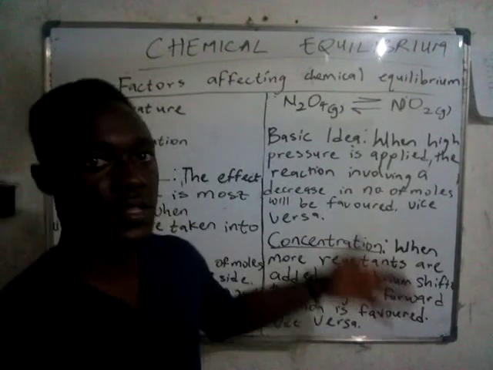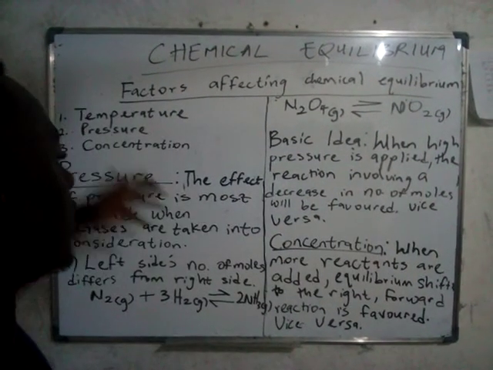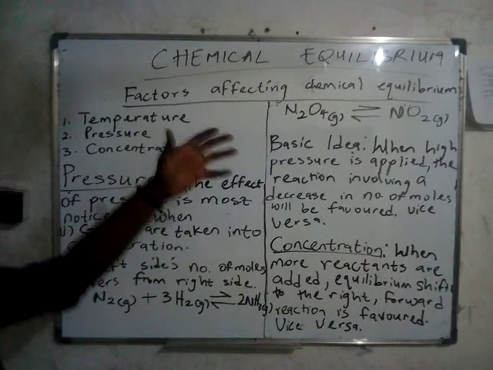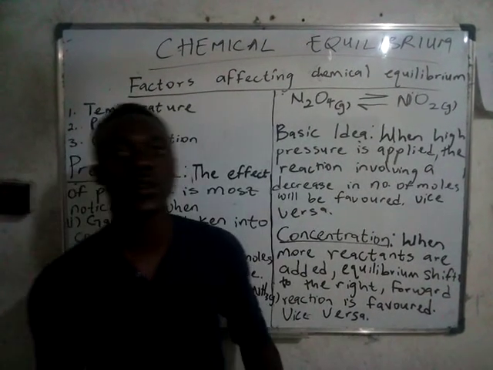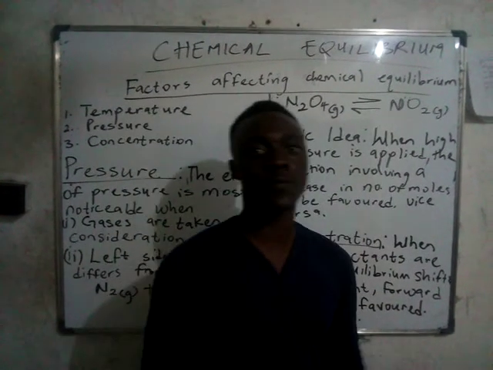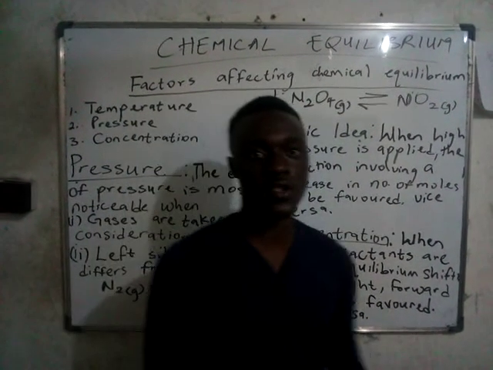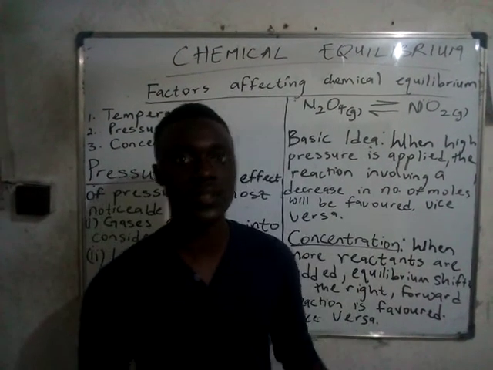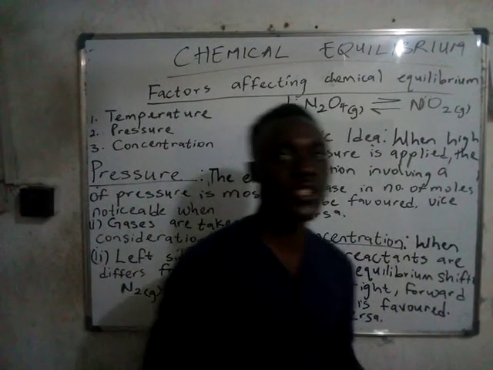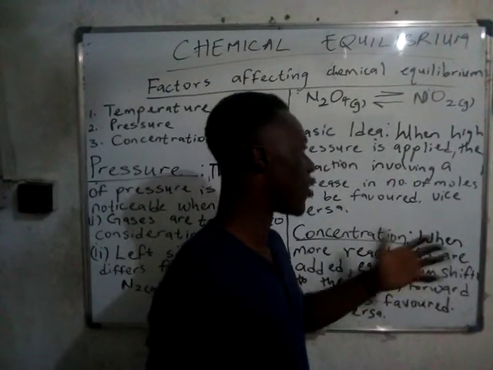Next, we'll be looking at the effects of pressure and concentration on chemical equilibrium. We're going to be seeing what happens when you increase the pressure and when you decrease pressure in a chemical reaction in an equilibrium system. We are going to see the behavior the system will exhibit when you increase or decrease pressure, and likewise the same for concentration.